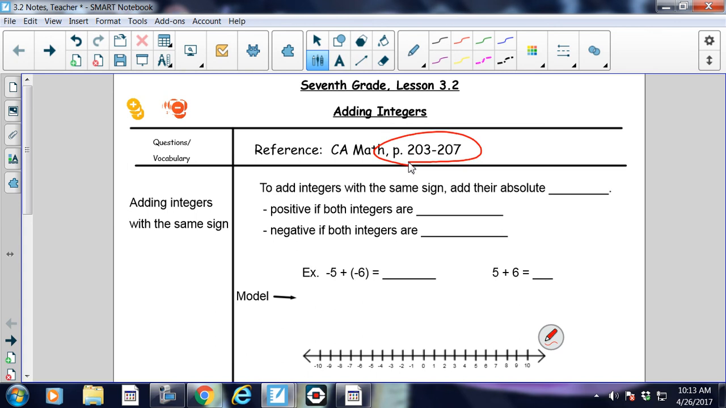To add integers with the same sign, add their absolute values. The sum is positive if both integers are positive, and it's negative if both integers are negative. This is easiest to see when you have some examples. So let's see.